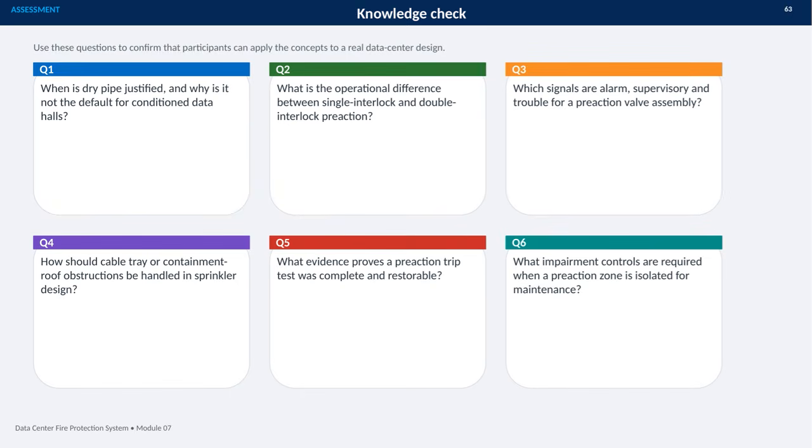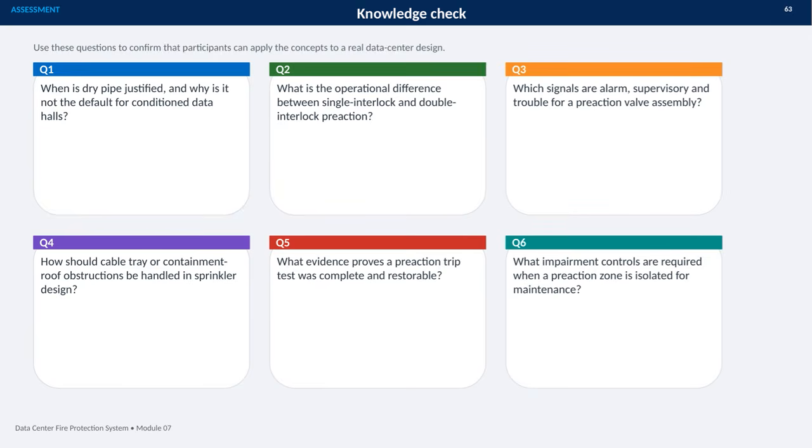The next question is about supervision. Be prepared to distinguish alarm, supervisory, and trouble signals associated with a preaction valve assembly. The design questions then move to physical coordination: how cable trays or containment roof obstructions should be addressed so sprinkler coverage remains effective.